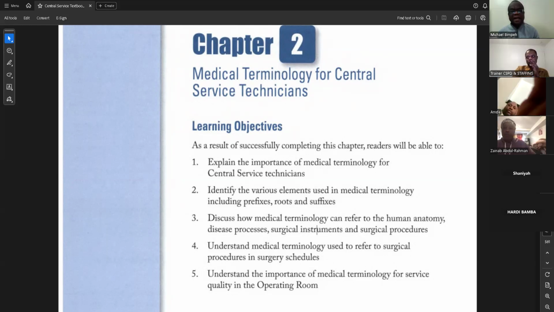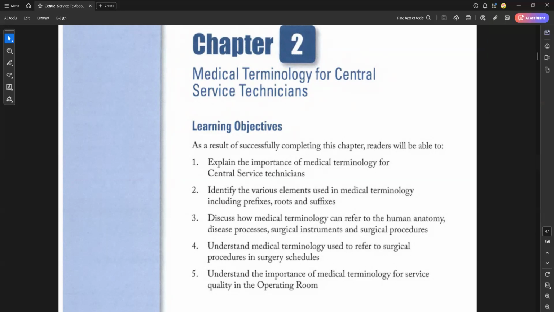Now, with medical terminology for central service technicians, you might be wondering, why do we need medical terminology? Central sterile, after all, we are not physicians. We are not surgeons. So why do we need it? That is an obvious question. But it is true that we are not surgeons, but we help the OR. The operation room cannot survive without us.